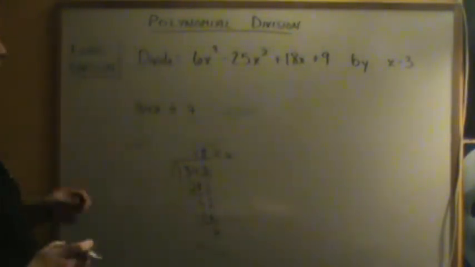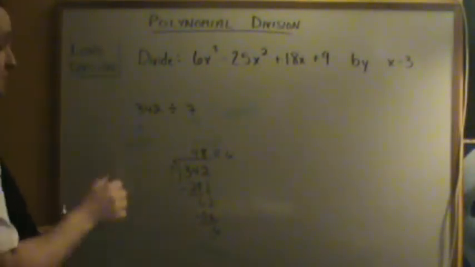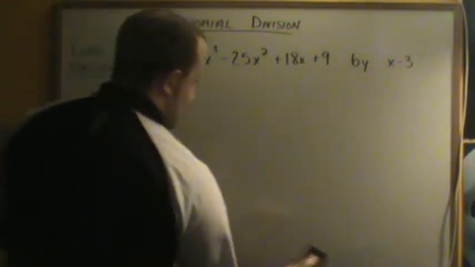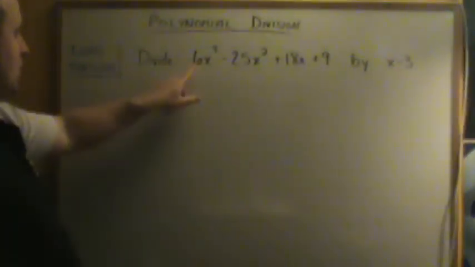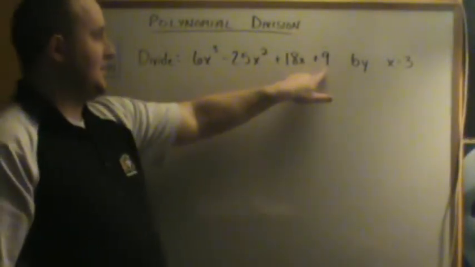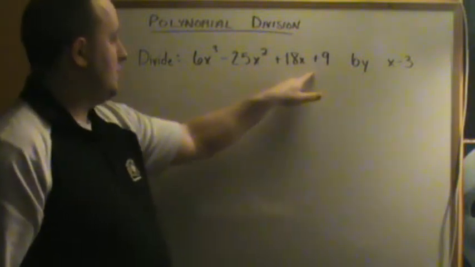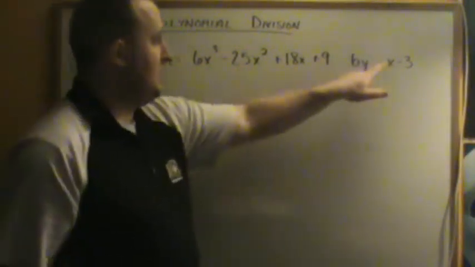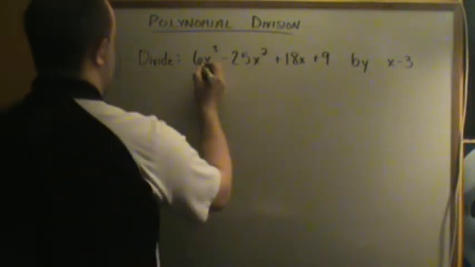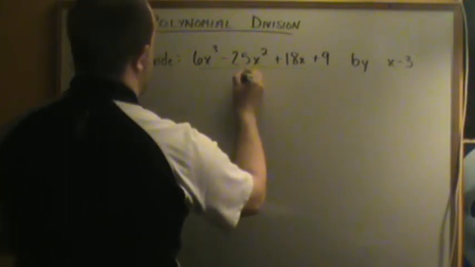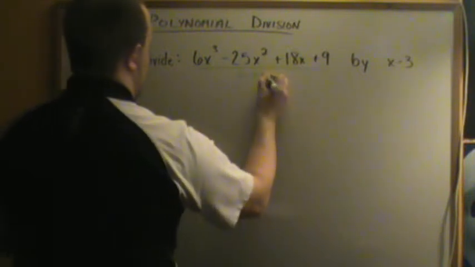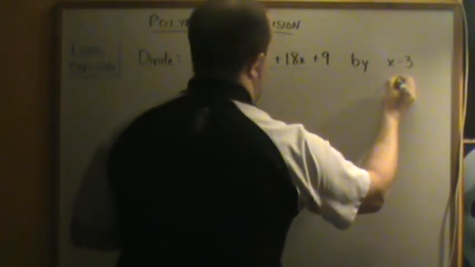Okay? Long division of polynomials works the exact same way. Alright, so in an example here, we have 6x cubed minus 25x squared plus 18x plus 9. We're dividing this entire third degree polynomial by x minus 3. Okay, here's our dividend. Here is our divisor.